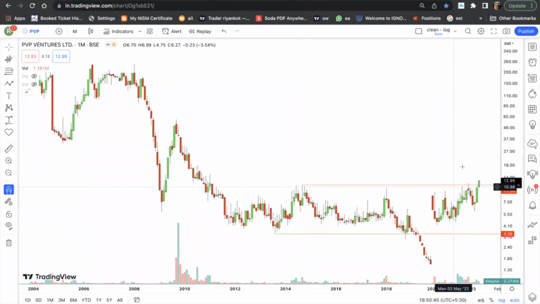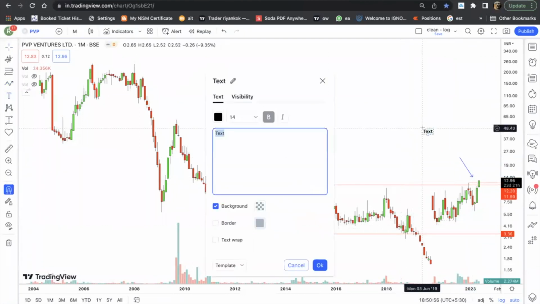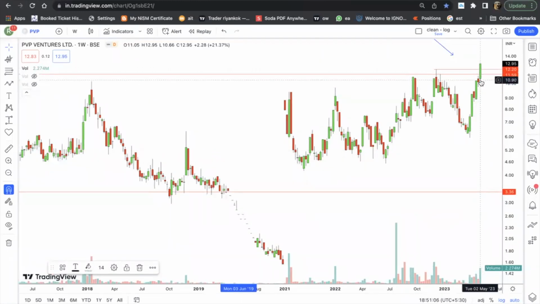So from 11.59 we got a rejection at 12.20, and it could not manage to give a closing above this level. Now the stock is seen breaking out above this range, and this pattern is one of my favorite patterns, which is the longest downtrend reversal pattern, which I taught you about today, right? So this pattern is in making, and the stock managed to give me a weekly closing above this level.